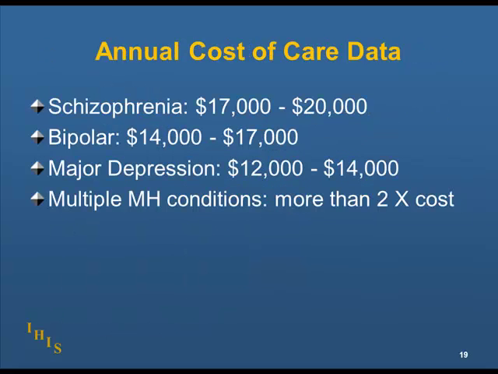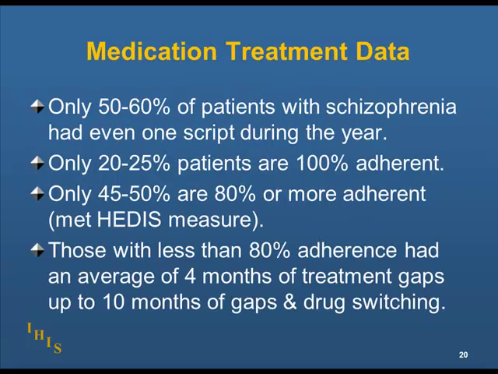The annual cost of care for schizophrenia, bipolar, major depression, as you can see, is like $15,000 to $20,000 a year. These are incredibly expensive patients. If they have more than one mental health condition, it just automatically doubles their cost of care, which is really staggering. The medication treatment data is very disappointing as a pharmacist. It sort of breaks my heart to see numbers like this.